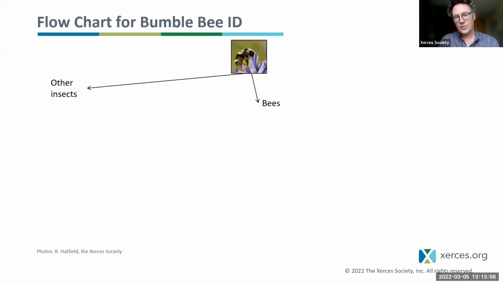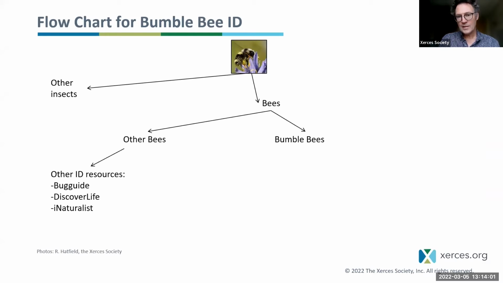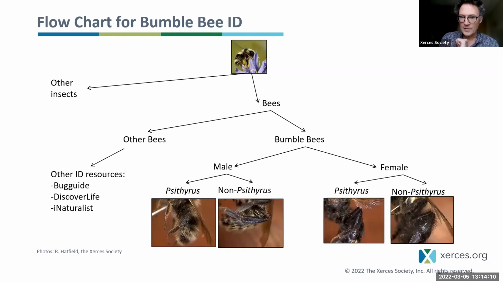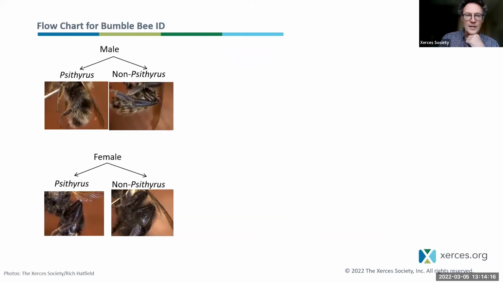So we have now worked through distinguishing bees from other insects, bumblebees from other bees, and male and female bumblebees. Now we need to distinguish the cuckoo bumblebees from the non-cuckoo bumblebees. And so we'll do this separately for male bumblebees and female bumblebees, and I'll do that here in this slide. So starting with males, we have a picture of the hind leg of a Cytherus or cuckoo bumblebee and a non-cuckoo bumblebee, and same for the females.